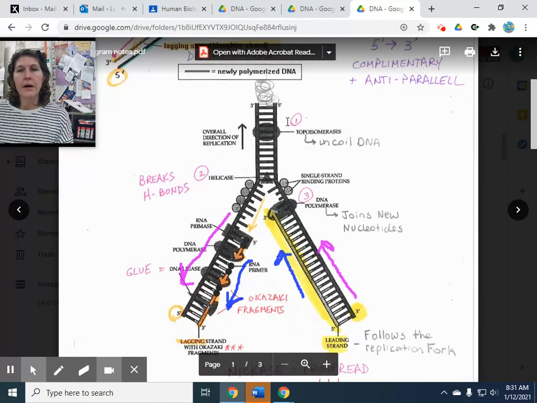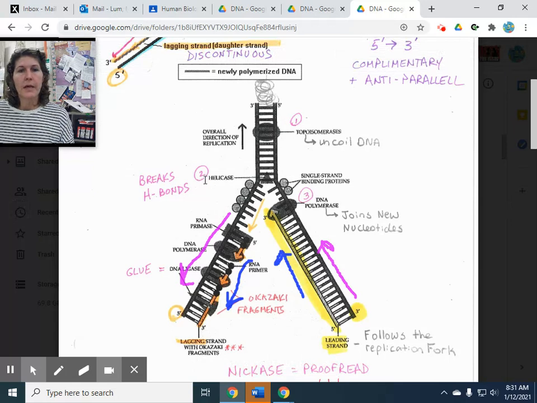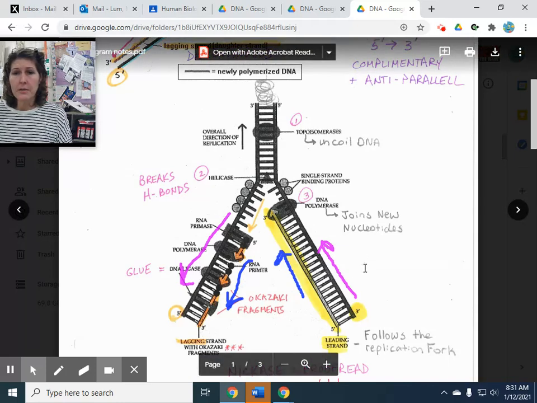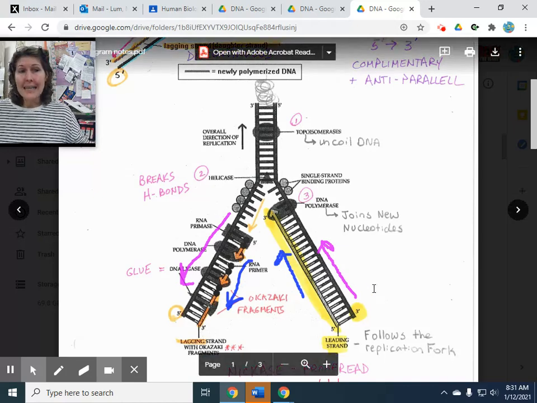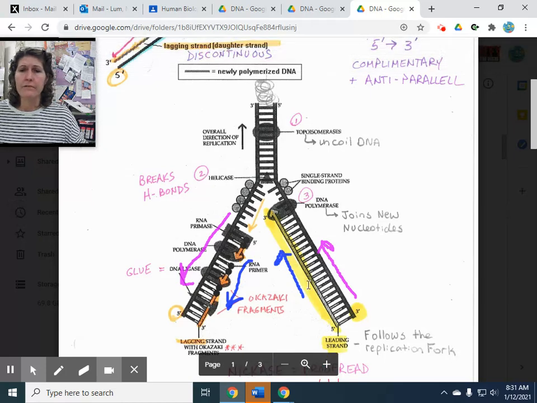So once again, topoisomerase is going to uncoil. Helicase is going to break those hydrogen bonds and create the replication fork. DNA polymerase, we're going to see on both sides. It basically is going to join or add in those new nucleotides that you have floating around within your nucleus. On my leading strand, it has an easy job. It's following my replication fork and it's working its way up.